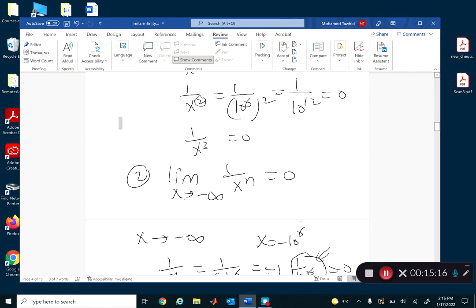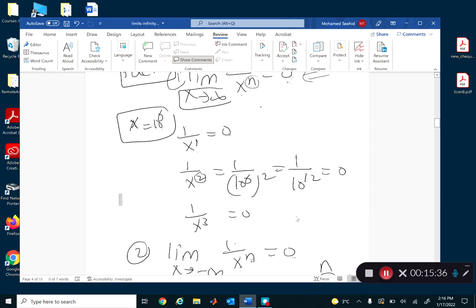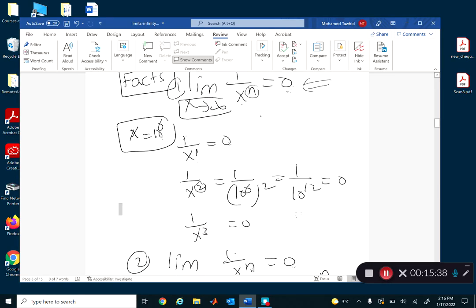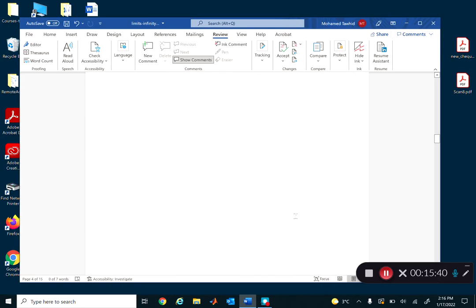When x is close to minus infinity, 1 over x to the power n, where n here is a positive number, you get 0. Right? So your n here is just a positive number. So this is fact number 1, fact number 2, I could apply these. All right, so now let us solve the example that I gave you before.